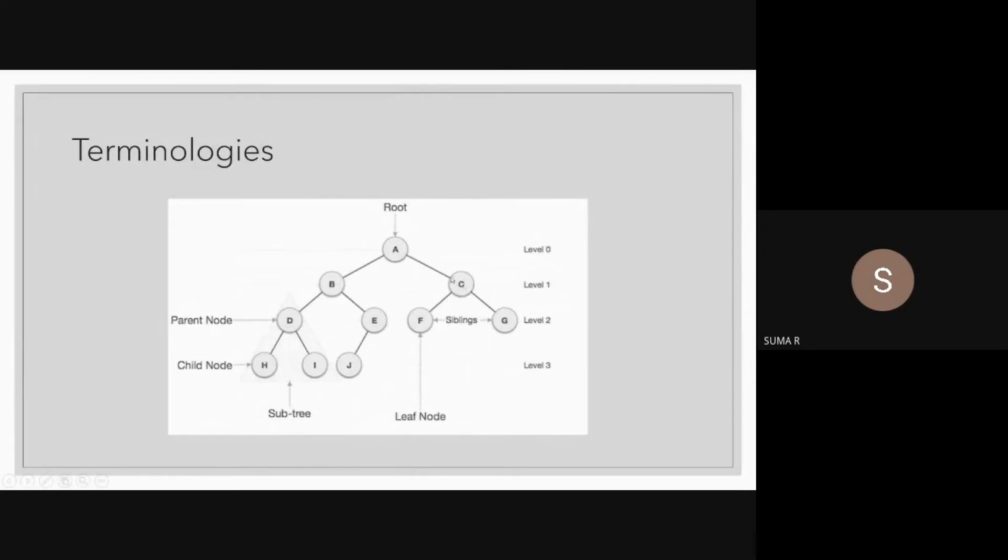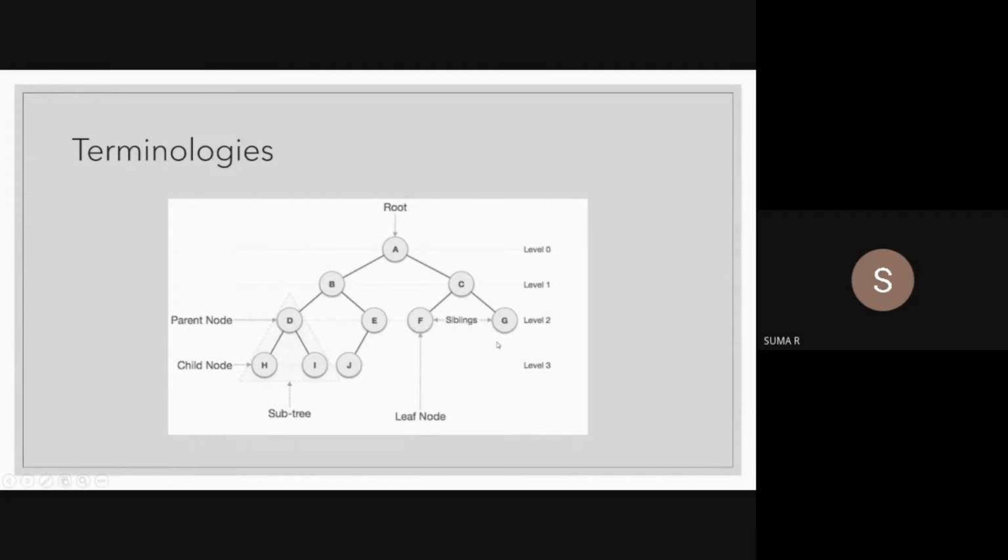C is the child of A and the parent of F and G. The children of the same parent node is called as the siblings. So here F and G nodes are having the same parent C, hence they are called as sibling. But E and F are not having the same parent, so they are not siblings.